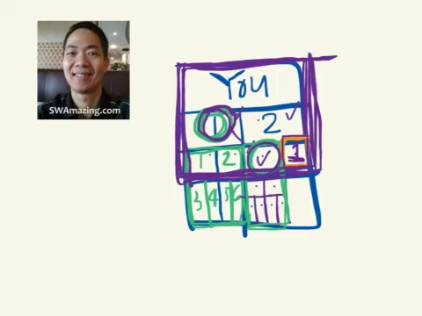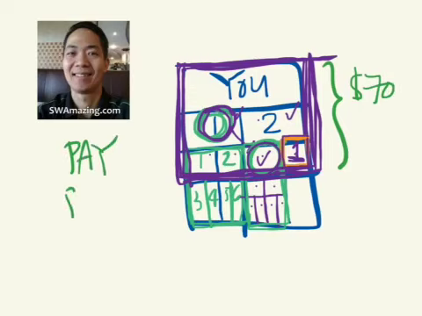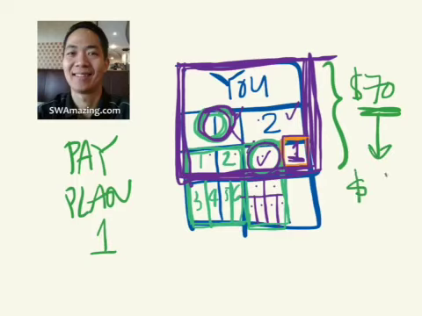And when your matrix fills up, yes, that means you're going to earn your $70 pay plan 1 matrix. Your $70 pay plan 1 commission. Now, if you already have at least 7 direct referrals, people you personally brought in and had their accounts registered, then that 70 becomes 90 for every future cycle commission that you earn. And that's it for pay plan 1.